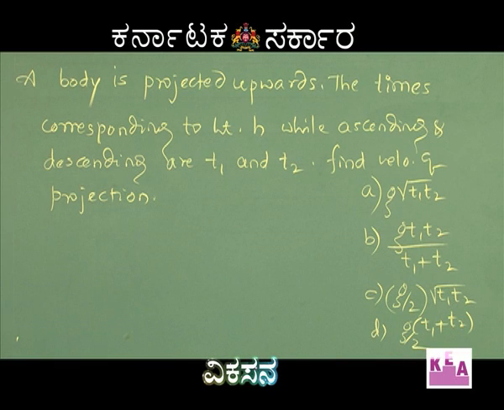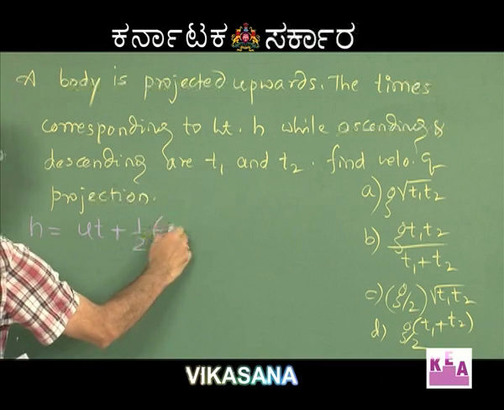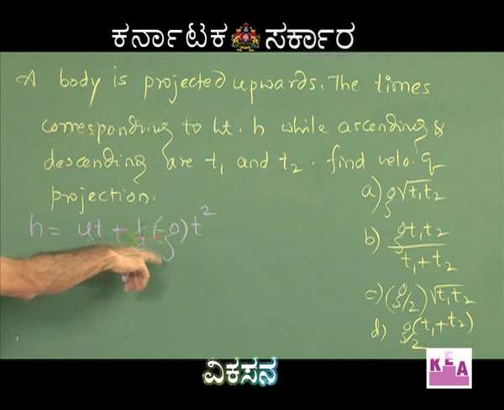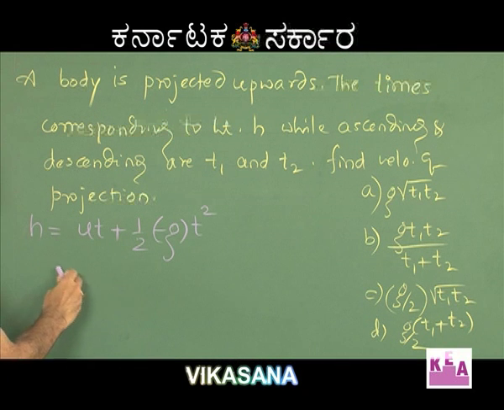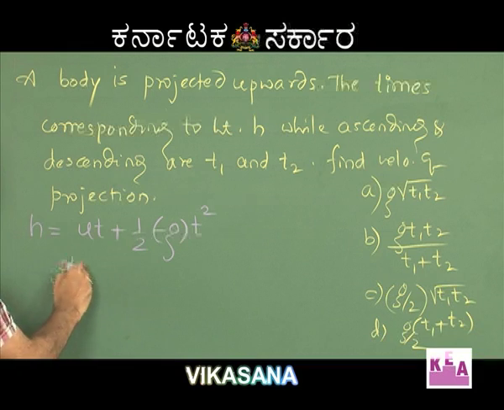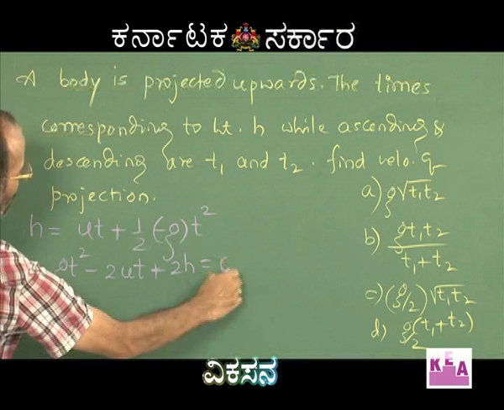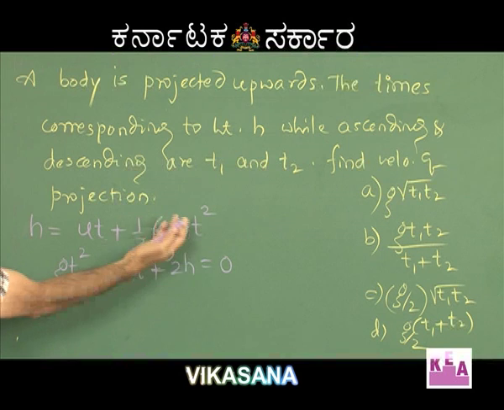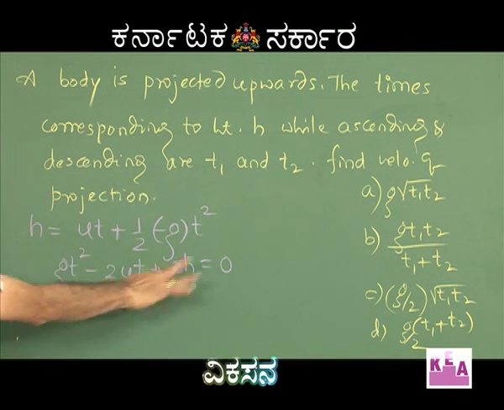So, what you can directly do here is use s equal to ut plus half at square. h equals ut plus half into minus g into t square, right. I have taken minus g because it is in the downward direction and the velocity of projection is in the upward direction. Now if you simplify this, you will get gt square minus 2ut plus 2h equal to 0. I hope I have done it correctly. I have just taken 2 as the LCM and transferred this minus gt square to this side, so it has become plus gt square, then minus 2ut and then plus 2h is equal to 0.